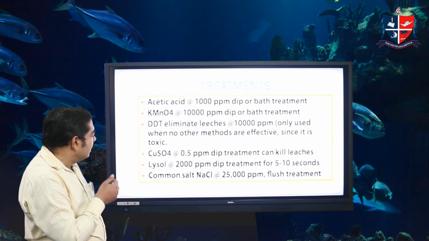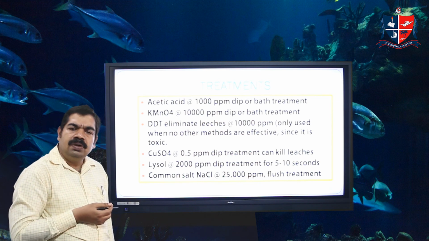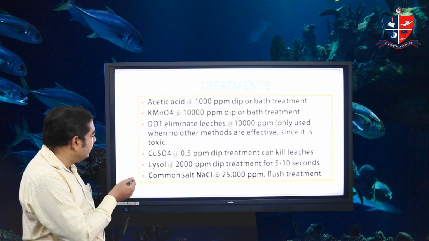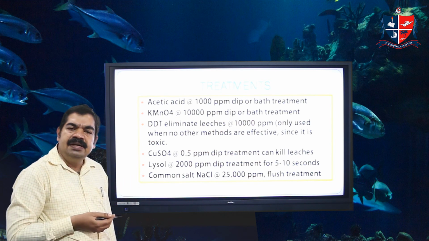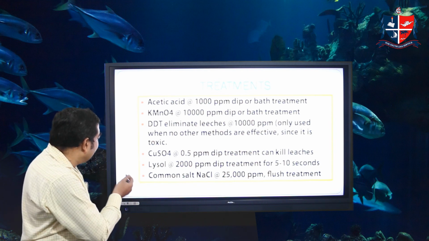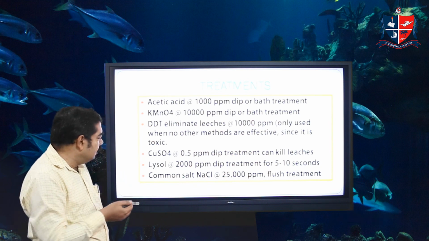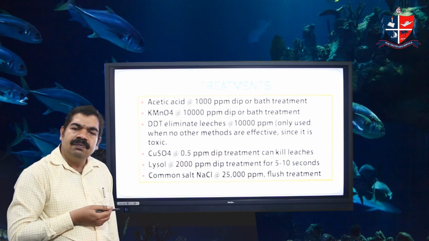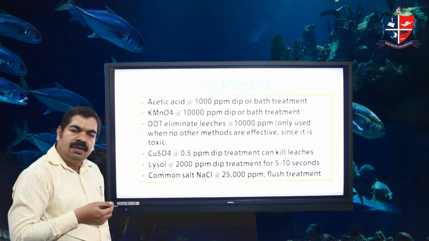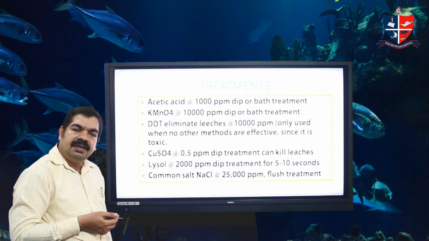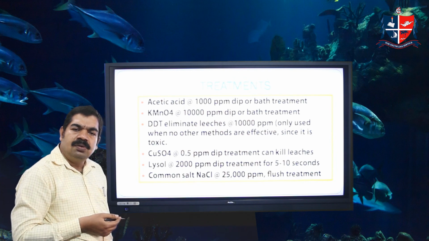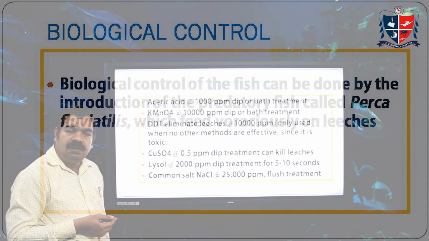Then next one, copper sulfate can also be used for treatment purposes. It can be used at the rate of 0.5 ppm as a dip treatment, which will kill the leech. Lysol can also be used at the rate of 2000 ppm as a dip treatment for a duration of 5 to 10 seconds. Then common salt or sodium chloride can also be used at a rate of 25,000 ppm as a flush treatment, which can also kill the leech population.